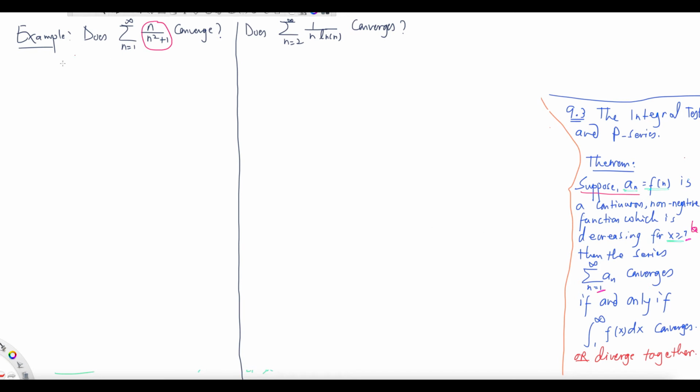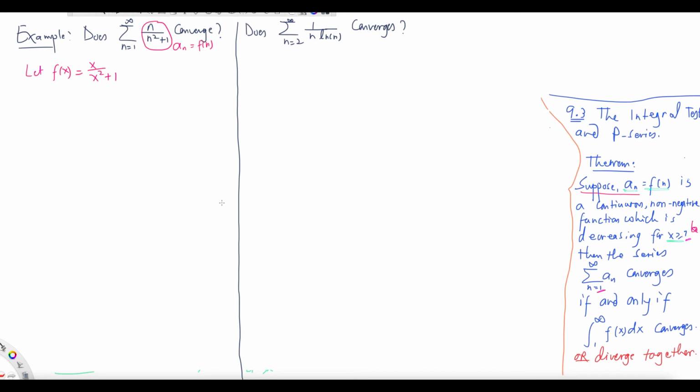So this function f(x): f(x) is like a_n, so we are denoting that by f(n). What is f(n)? f(n) is n over n squared plus 1, which I denote a_n by f(n). But if I replace that f(n) by f(x), what will it be? f(x) is x over x squared plus 1.